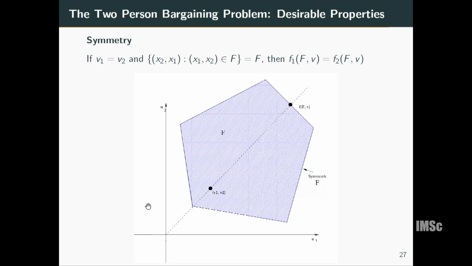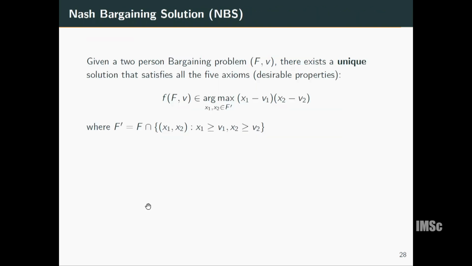So all the 5 properties seem logical; these are the axioms. What you are looking for is a solution which satisfies all the 5 properties, and that solution is called the Nash bargaining solution. This is a theorem which says that for the 2-person bargaining problem, there exists a unique solution that satisfies all the 5 axioms, and this is nothing but maximizing (x1 minus v1) into (x2 minus v2). This is also called Nash welfare in the fairness literature.